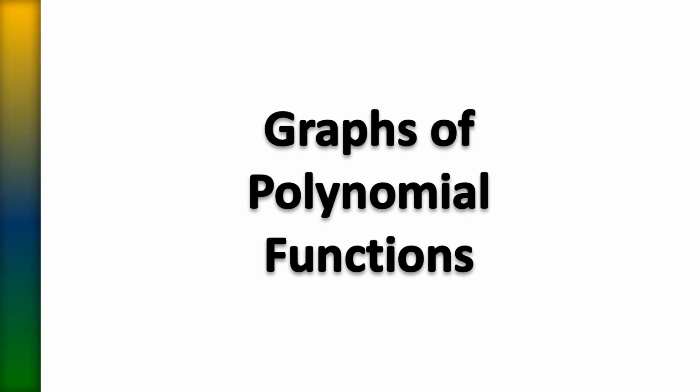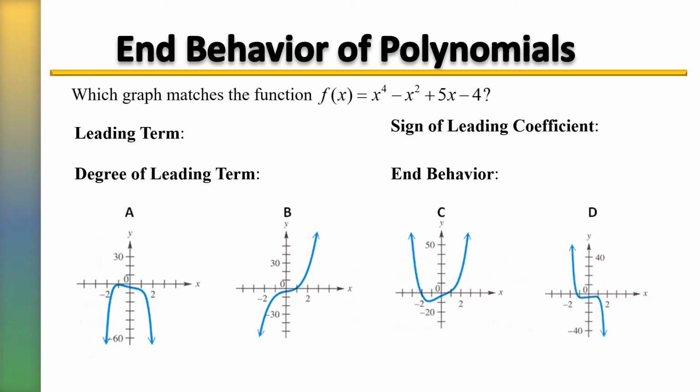Graphs of polynomial functions. In this example, we're asked to graph the function f of x equals x to the 4th power minus x squared plus 5x minus 4. Now, before we identify the graph, let's look at some characteristics of this polynomial function. So here is the given polynomial function.